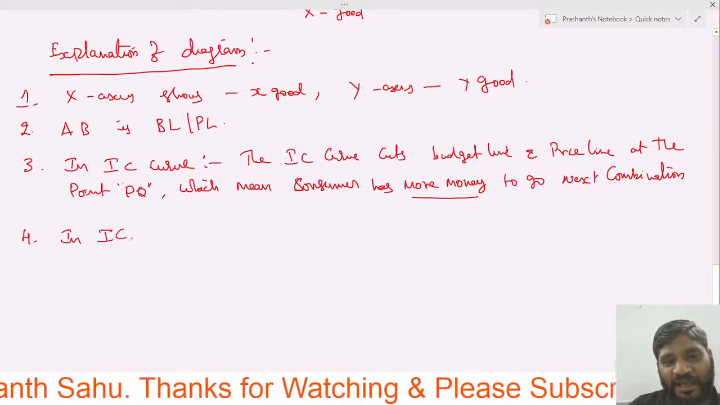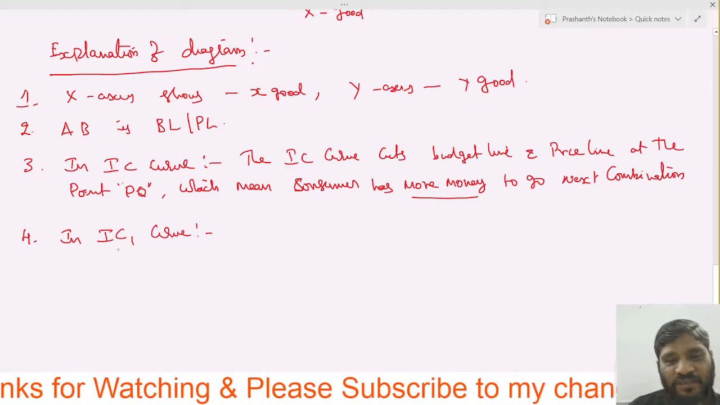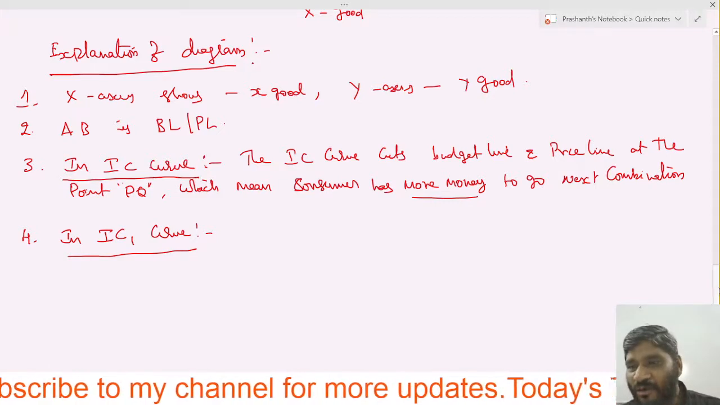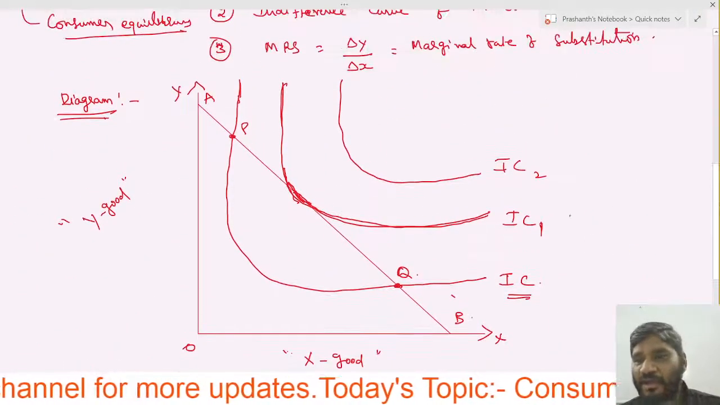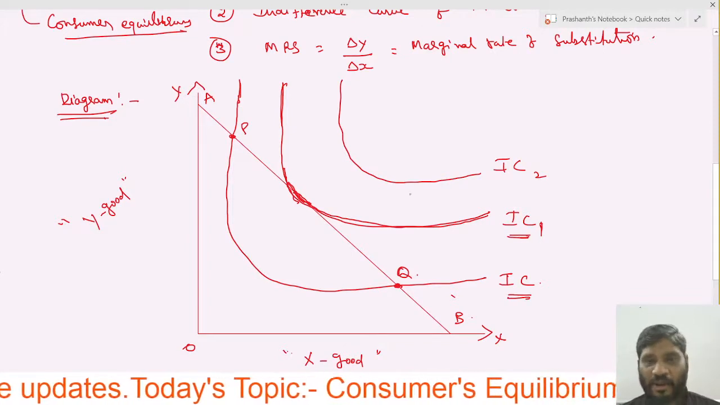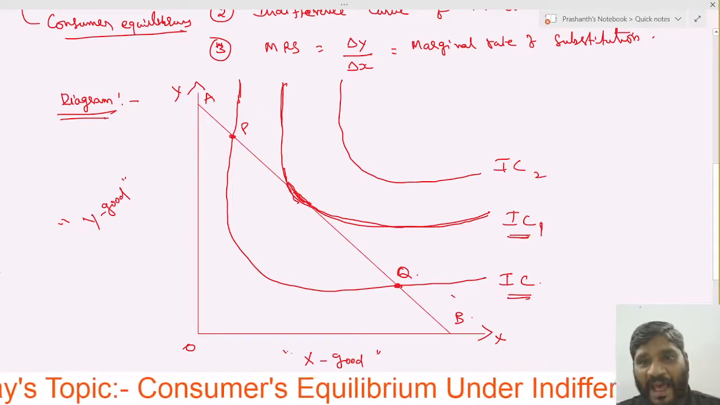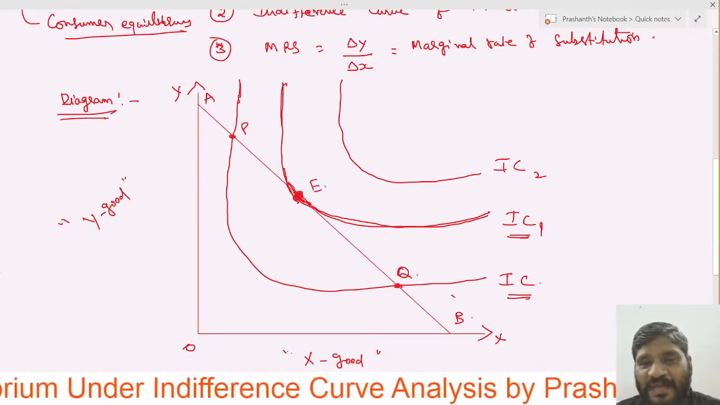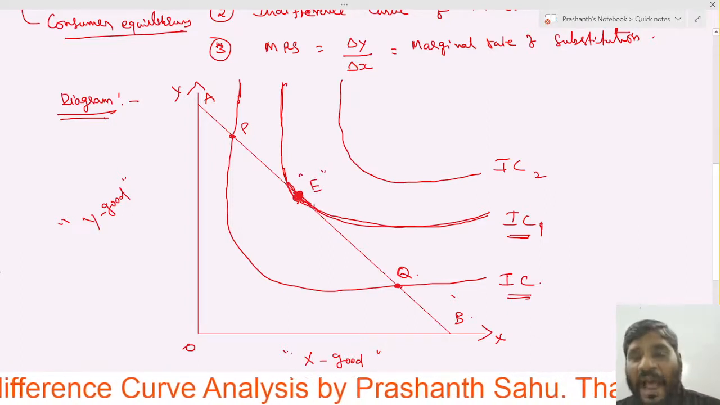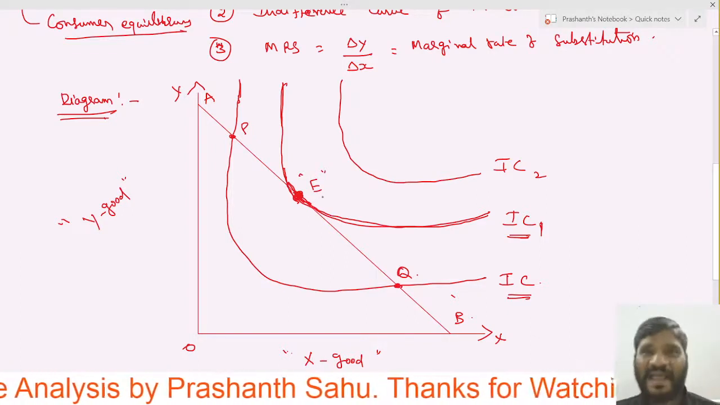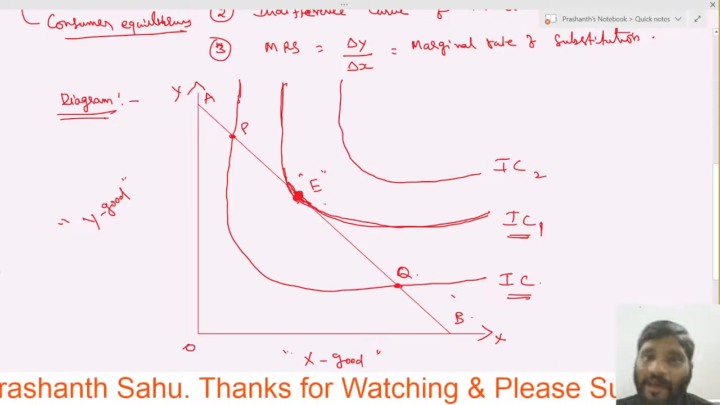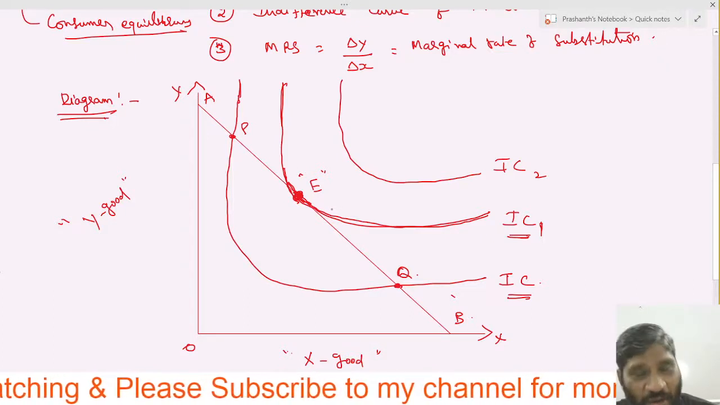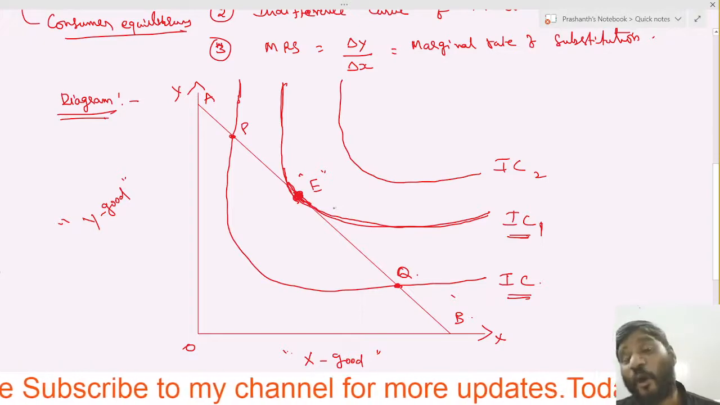In the IC1 curve, what happens? We will see. Here, in the previous IC curve we have seen. Now we are looking at the IC1 curve. So now we are discussing the IC1 curve. The IC1 curve has touched the budget line at the point E. Are you getting it? IC1 curve is touching the budget line at the point E.